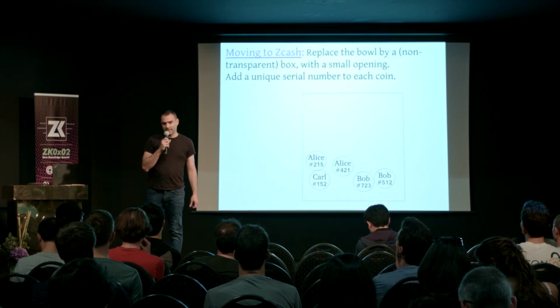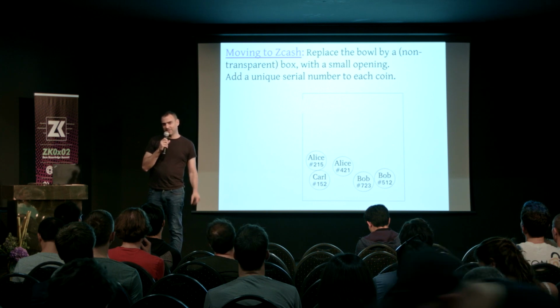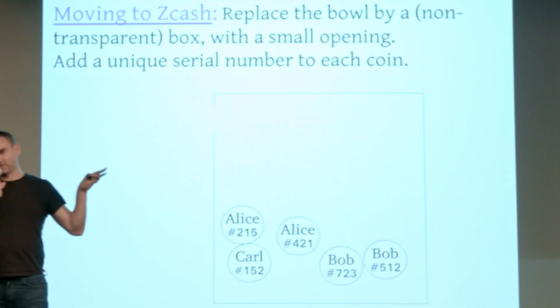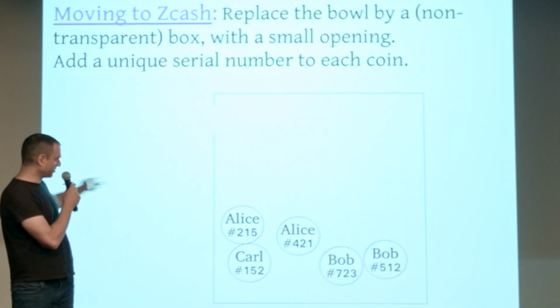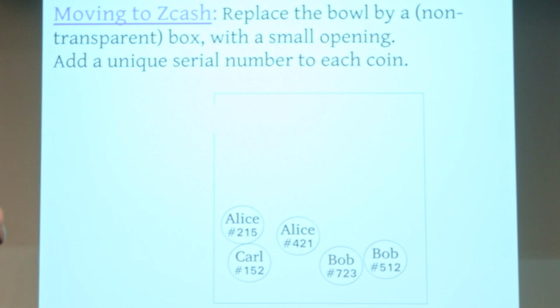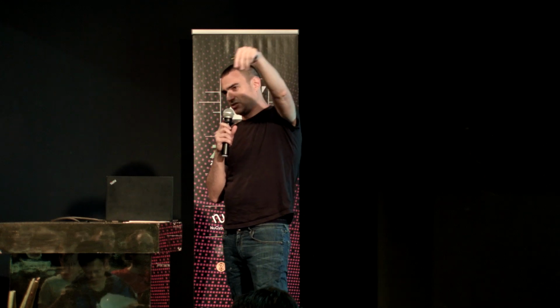So in Zcash, you can think of it that we replace this bowl by an opaque box. You can't see into the box. This is just for the presentation. Think of this box as having a small opening on the top, so this is a box that you can drop things into. But you can't take anything out once it's in, and you can't look inside.